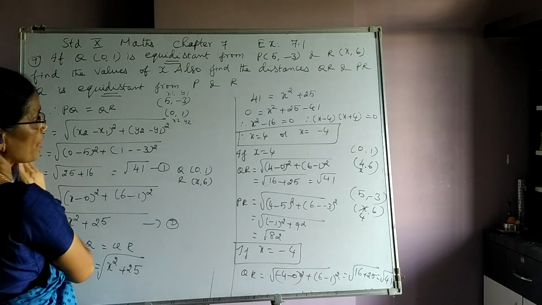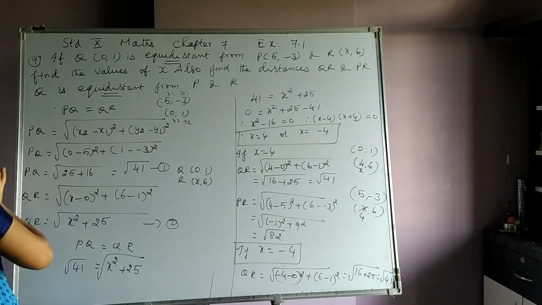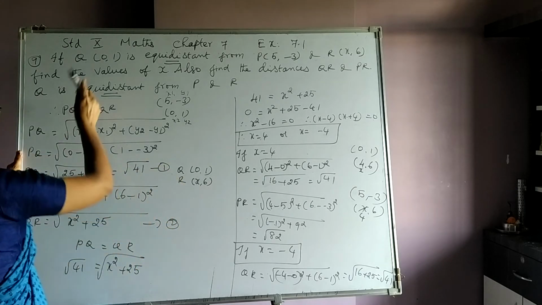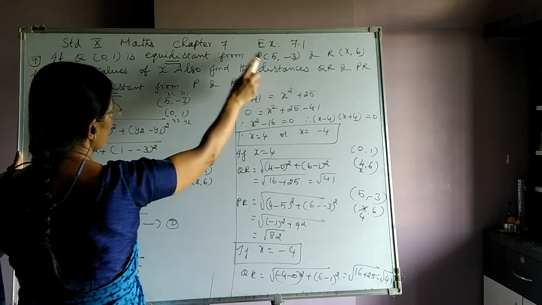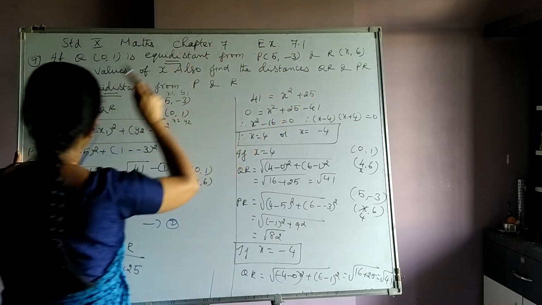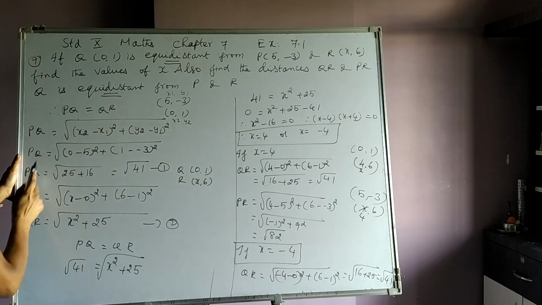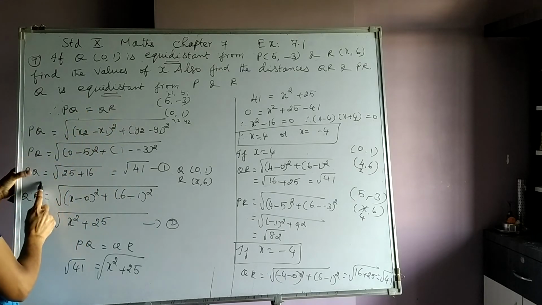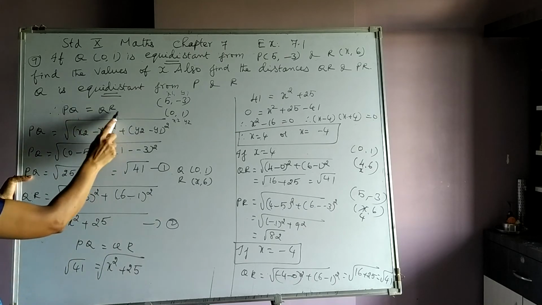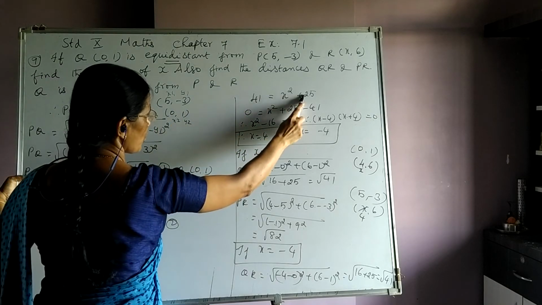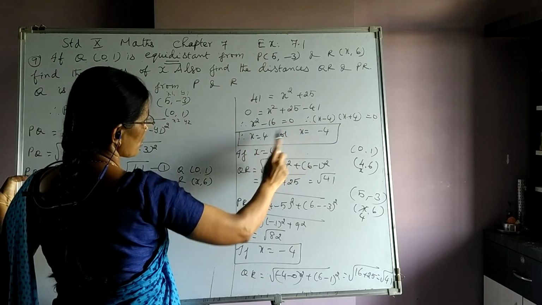Now, what is left over to find? PR we have to find out when x is equal to minus 4. We'll understand this once again. Q is equidistant from P and R, therefore we took PQ equal to QR. Using distance formula, we have calculated PQ. Using distance formula, we have calculated QR. Because they are equal, we equated both, we got the value of x. So, we have got two values for x.